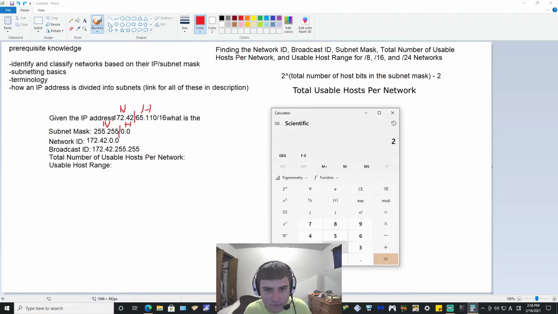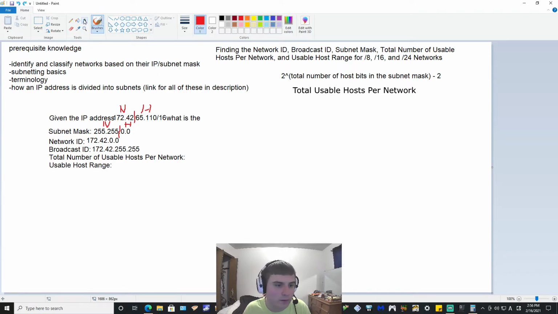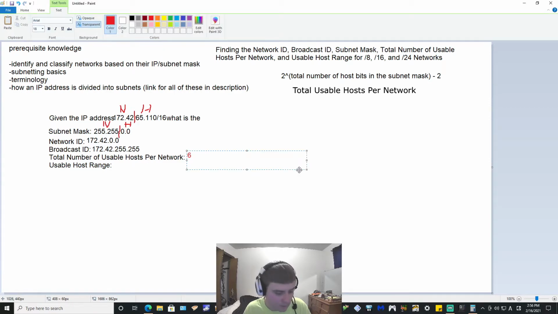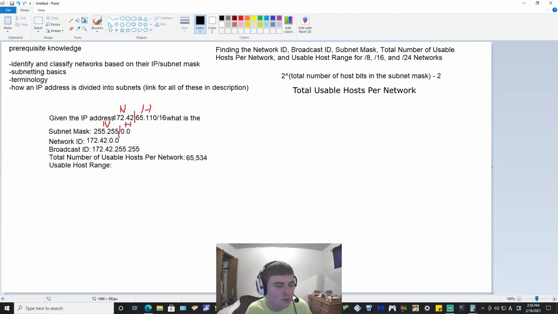Okay, so 2 to the power of 16 is 65,536, minus 2 is 65,534. So our total number of usable hosts is 65,534. That's a total number. And then finally, the usable host range.